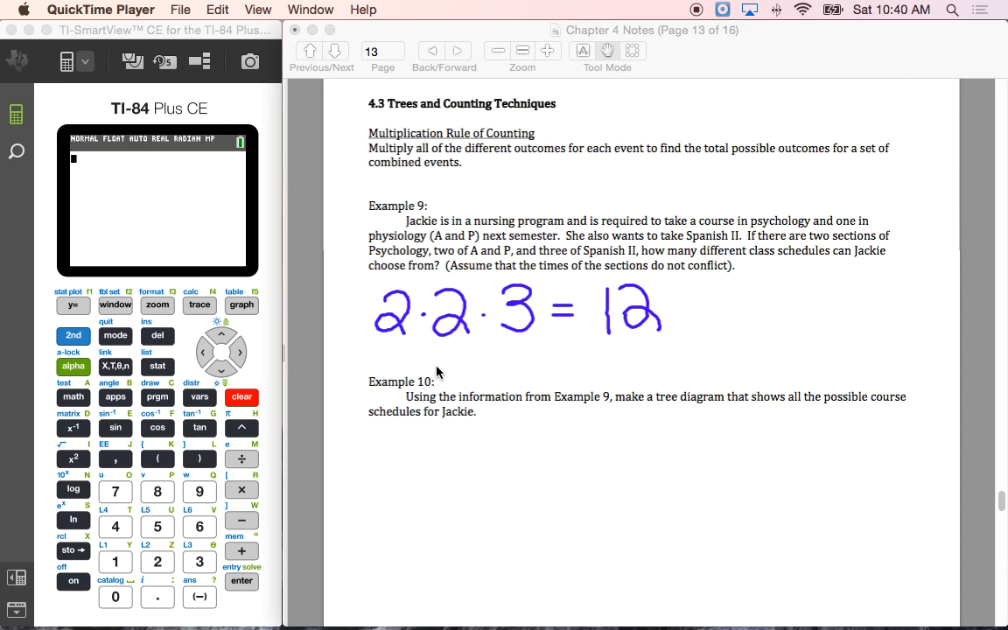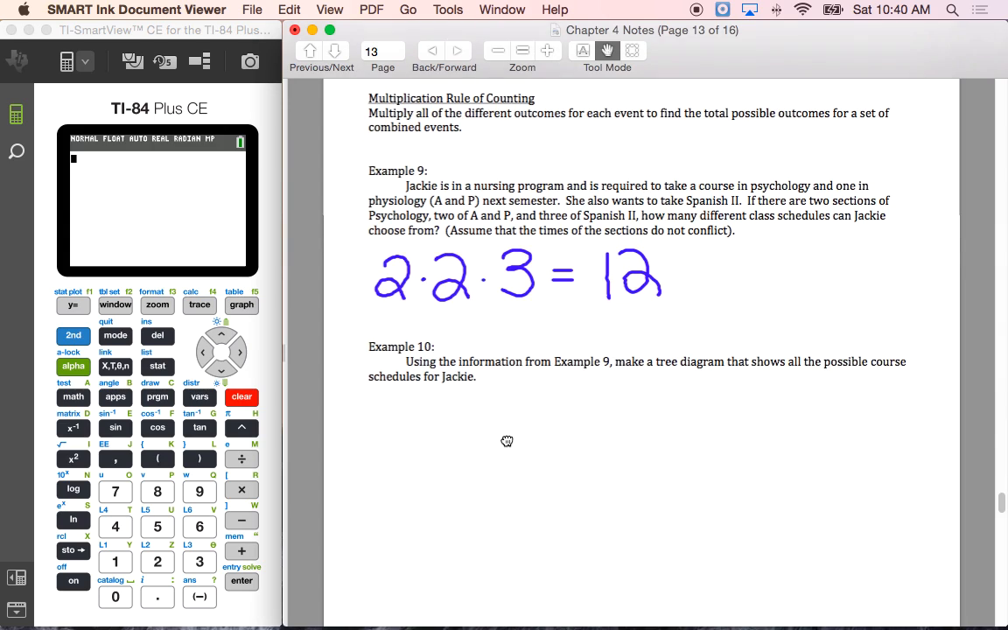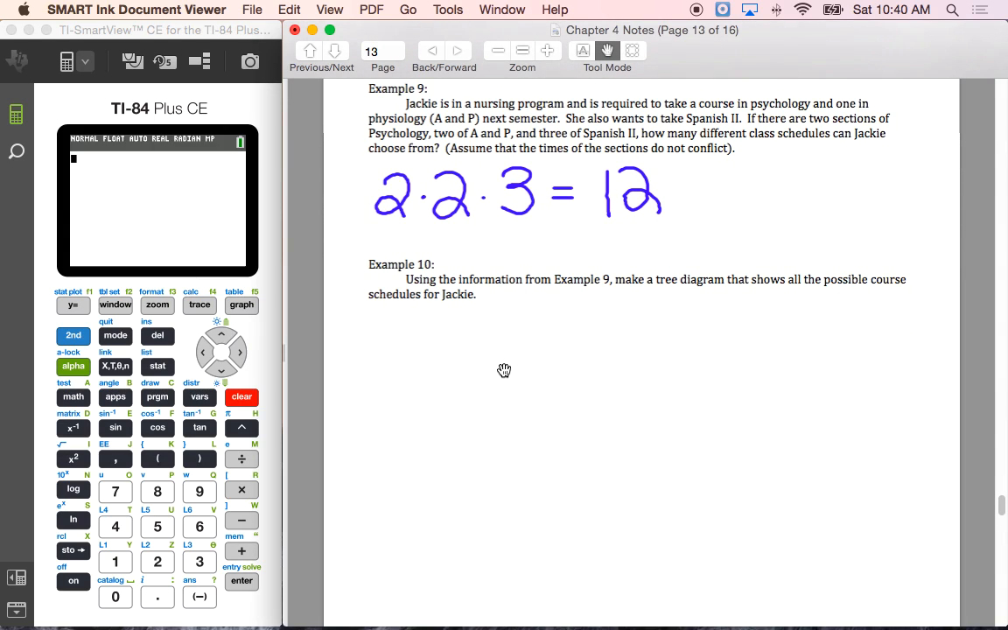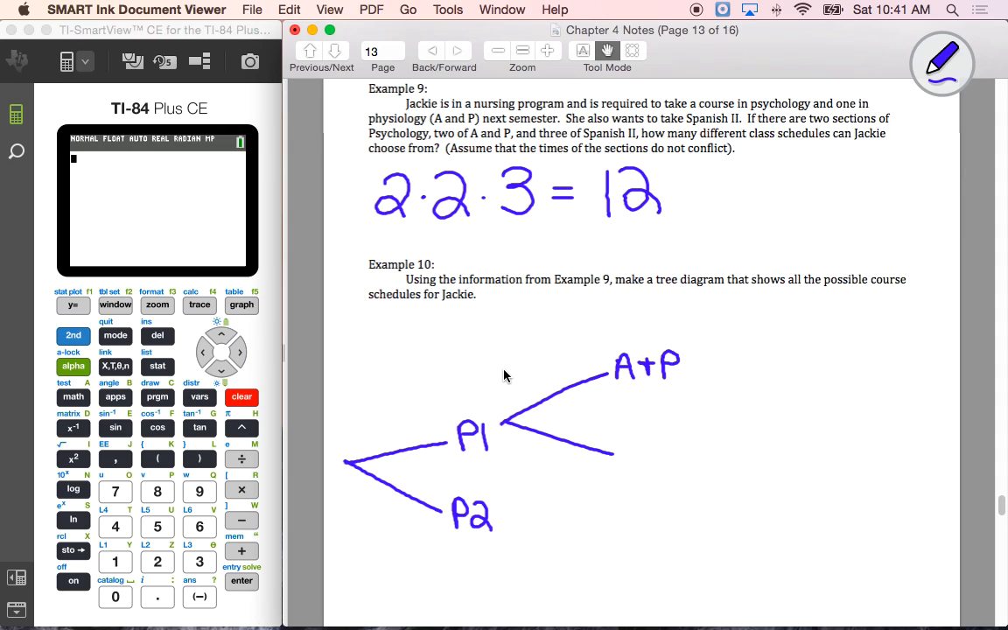Now, we can actually write out all those schedules by making a tree diagram. So what we're going to do is draw a tree diagram here that's going to list out all the different possibilities. First off, we start off with 2 sections of psych. I'm going to call it P1 for Psych 1, P2 for Psych 2. Now, if we take Psych 1, there are 2 options for A and P. So I'm going to call it A and P1, A and P2. Same thing for the second psych.